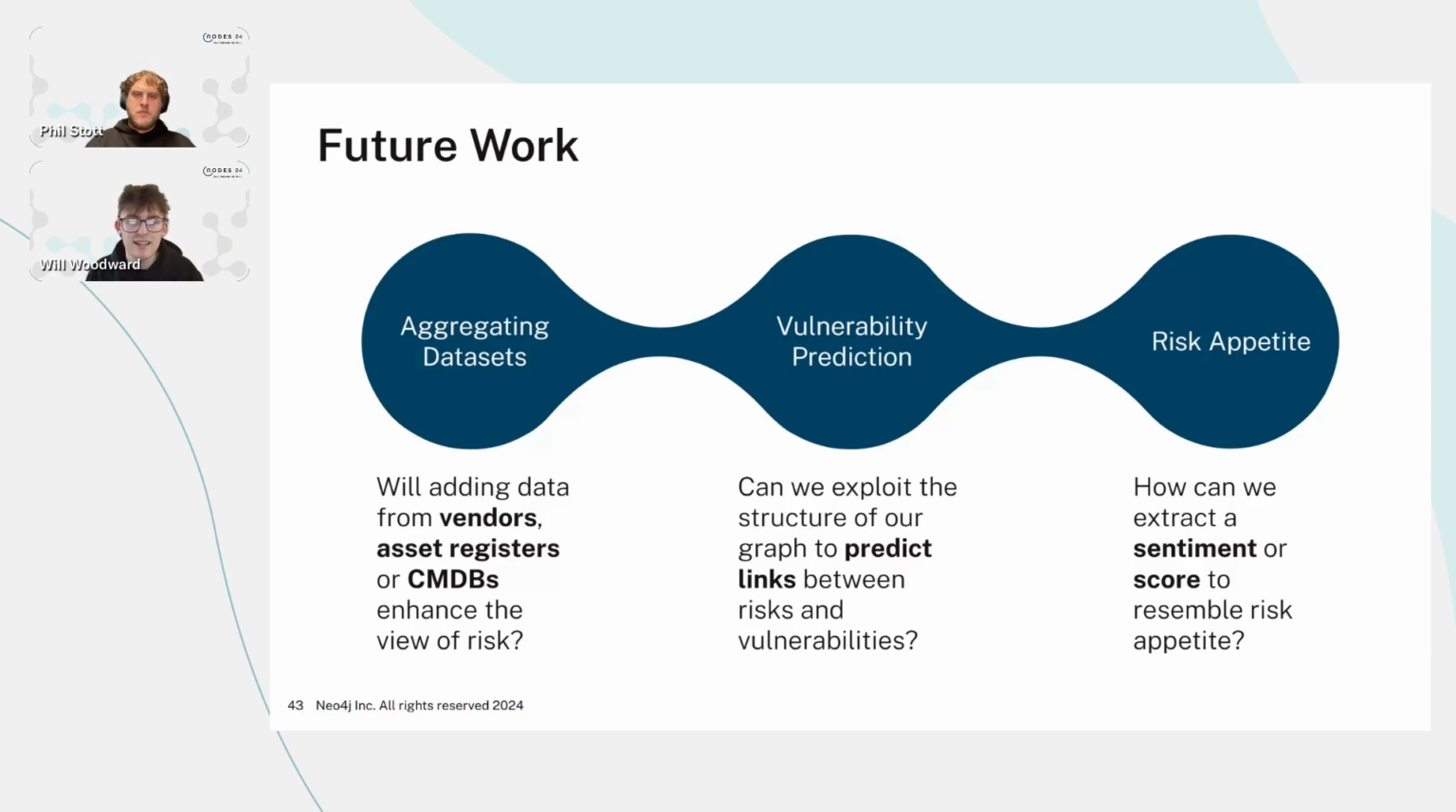And can we even do that? That's a question we were looking at towards the end. And then risk appetite. How can we extract a sentiment, so maybe a sentence or a score, to resemble the risk appetite based on this graph? That's something that we think we can answer using a graph, and it's worth looking into.